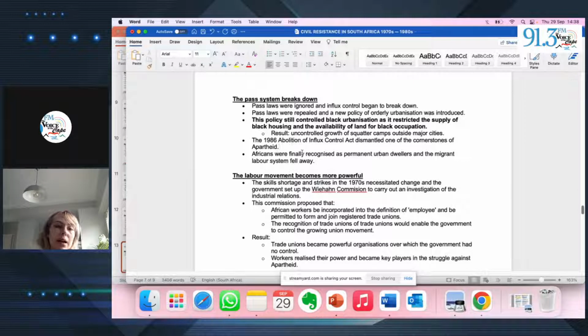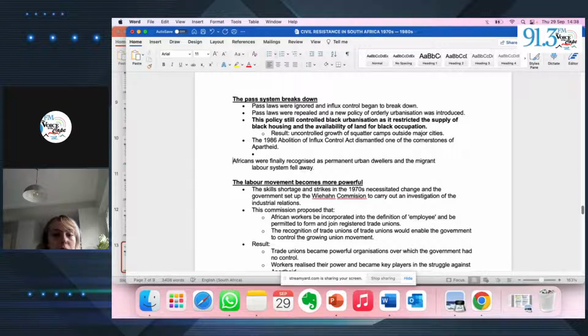The 1986 Abolition of Influx Control Act dismantled one of the cornerstones of apartheid, and Africans were finally recognized as permanent urban dwellers, and the migrant labor system fell away.